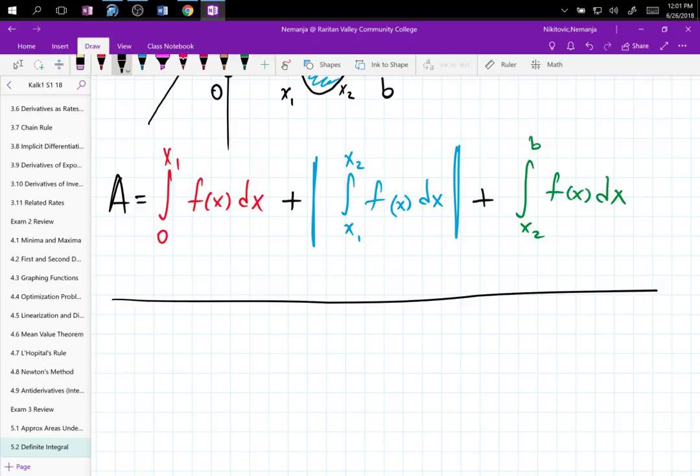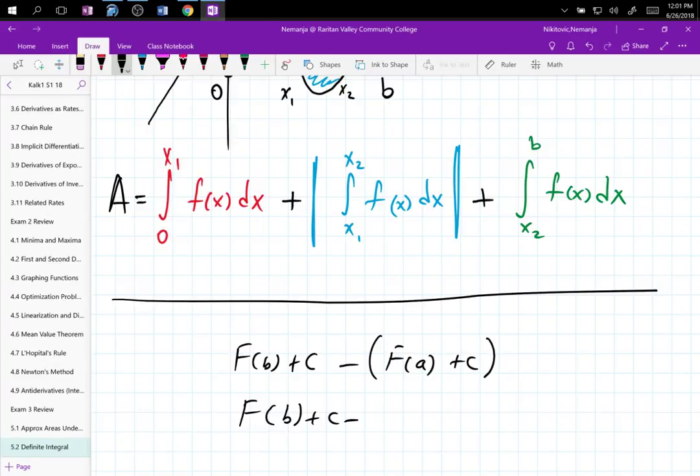So why no plus c? Well, it will be F of b plus c minus F of a plus c. When you remove the parentheses, it's F of b plus c minus F of a minus c, when you distribute the minus, and then they die. And you just have this. So that's why there's no plus c. Technically, is there a plus c? Yeah, there is, right? But it cancels, so we don't write it.